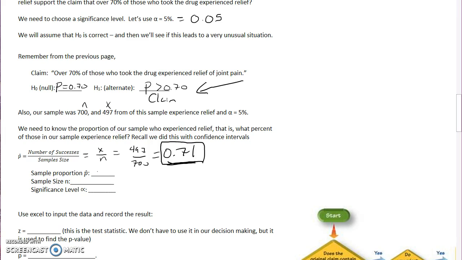So our sample proportion is 0.71. Again, it's just nice to go back and compare the claim with your data and see, basically, is it strong enough? Do you think it's going to be strong enough? I think no, but we'll see in a second. Our sample size is 700, and our significance level is 0.05. We're going to put this data into Microsoft Excel.